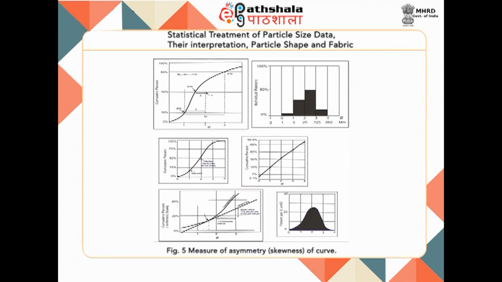So, skewness, also known as SKG, is phi 16 plus phi 84 minus 2 phi 50 divided by phi 84 minus phi 16. In this case, 1 plus 3 minus 2, divided by 3 minus 1, gives 0.50 as the skewness value, that is the asymmetry of the curve. Note that the median is displaced by 0.50 of the way from x. This defines the asymmetry of the curve, and we call it the inclusive graphic skewness.